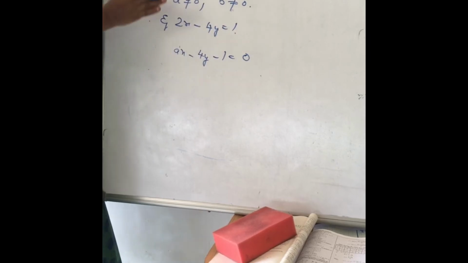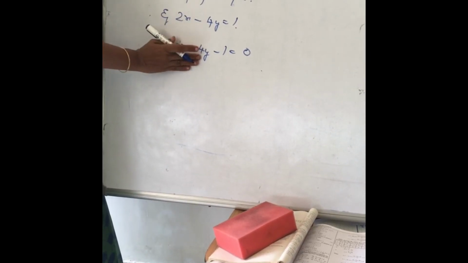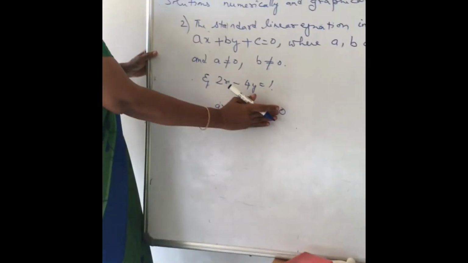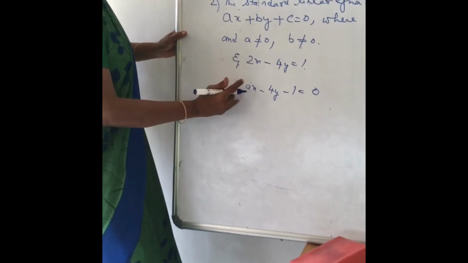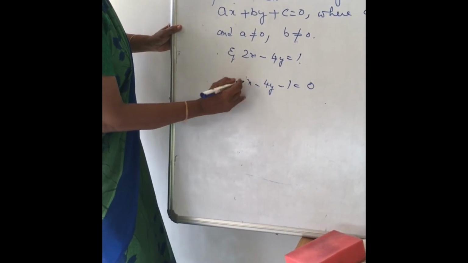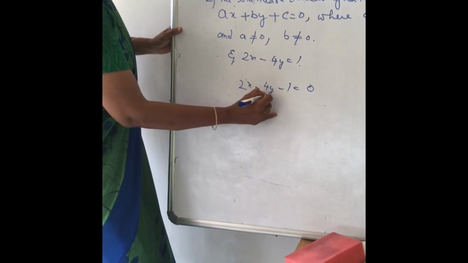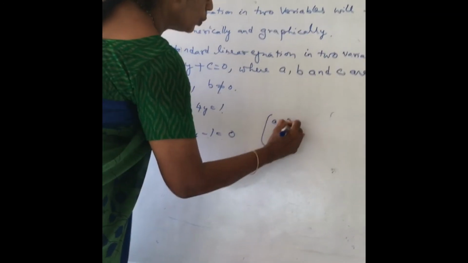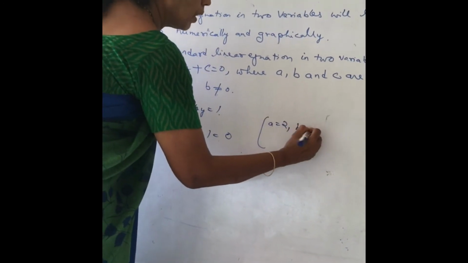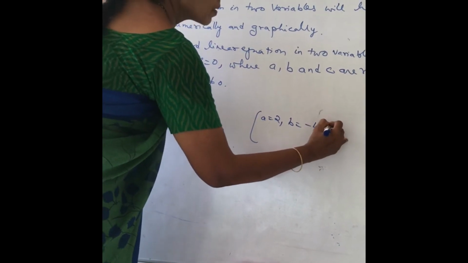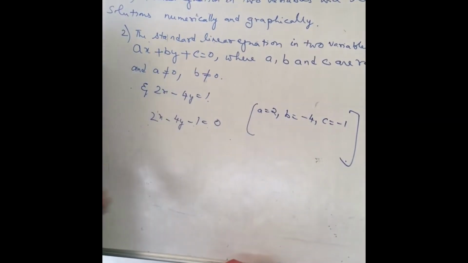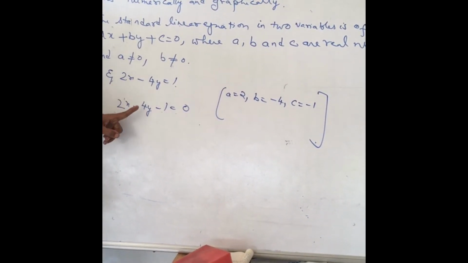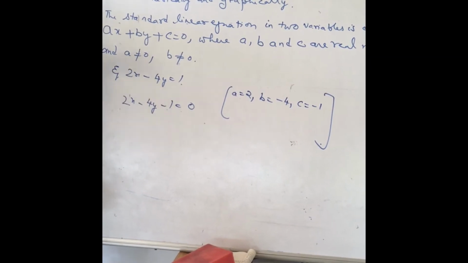That means the x term, y term and the constant should all come to the left side and equate it to 0. So in this particular equation, 2x minus 4y minus 1 is equal to 0. What is your a value? 2. B value minus 4 and c is equal to minus 1. A is x coefficient, b is minus 4 and c is minus 1.